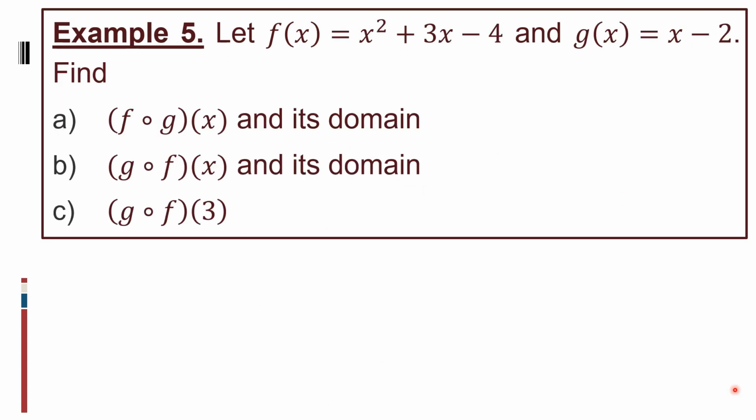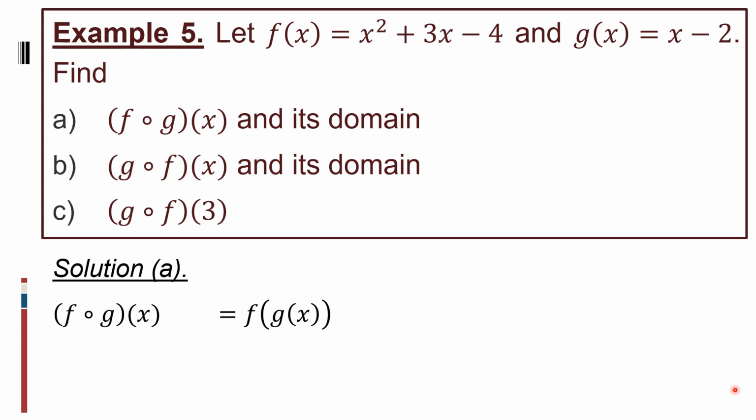So we let f of x be equal to x squared plus 3x minus 4 and g of x equals x minus 2. Then find f circle g of x and its domain, g circle f of x and its domain, and g circle f of 3. For letter A, f circle g of x is just, by definition, f of g of x. But what is g of x? Diba that is just x minus 2.